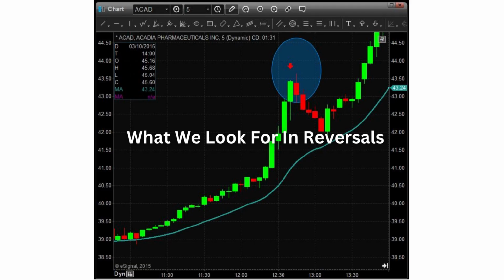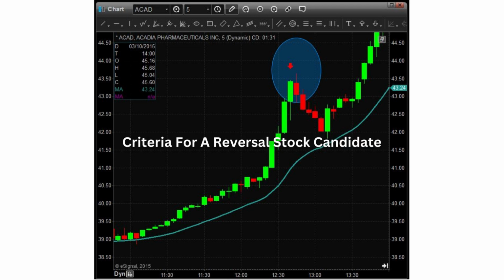What we look for in reversals. Criteria for a reversal stock candidate. I look for stocks hitting new highs or new lows. I look for at least 5 to 10 consecutive 5 minute candles of the same color. I look for RSI below 10 or above 90 to indicate extreme conditions.